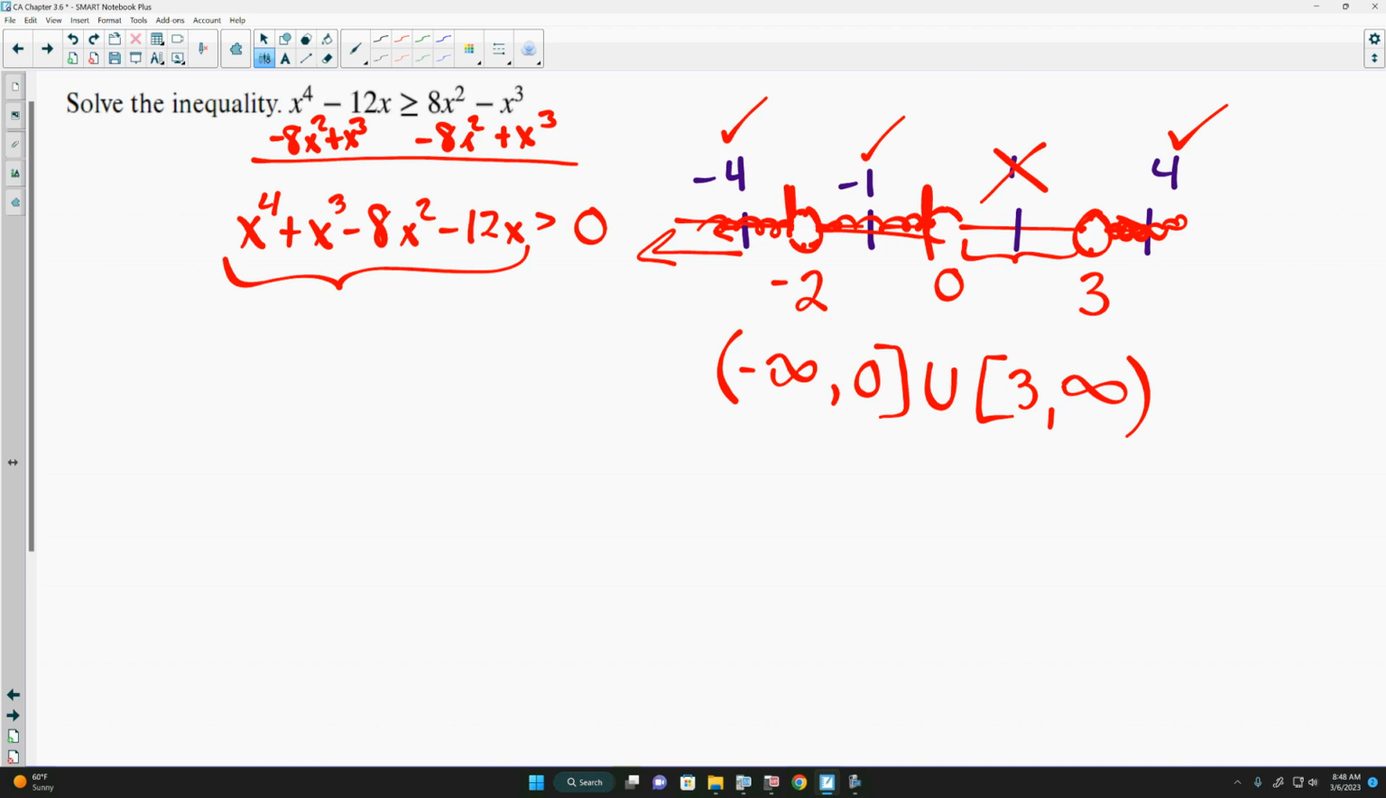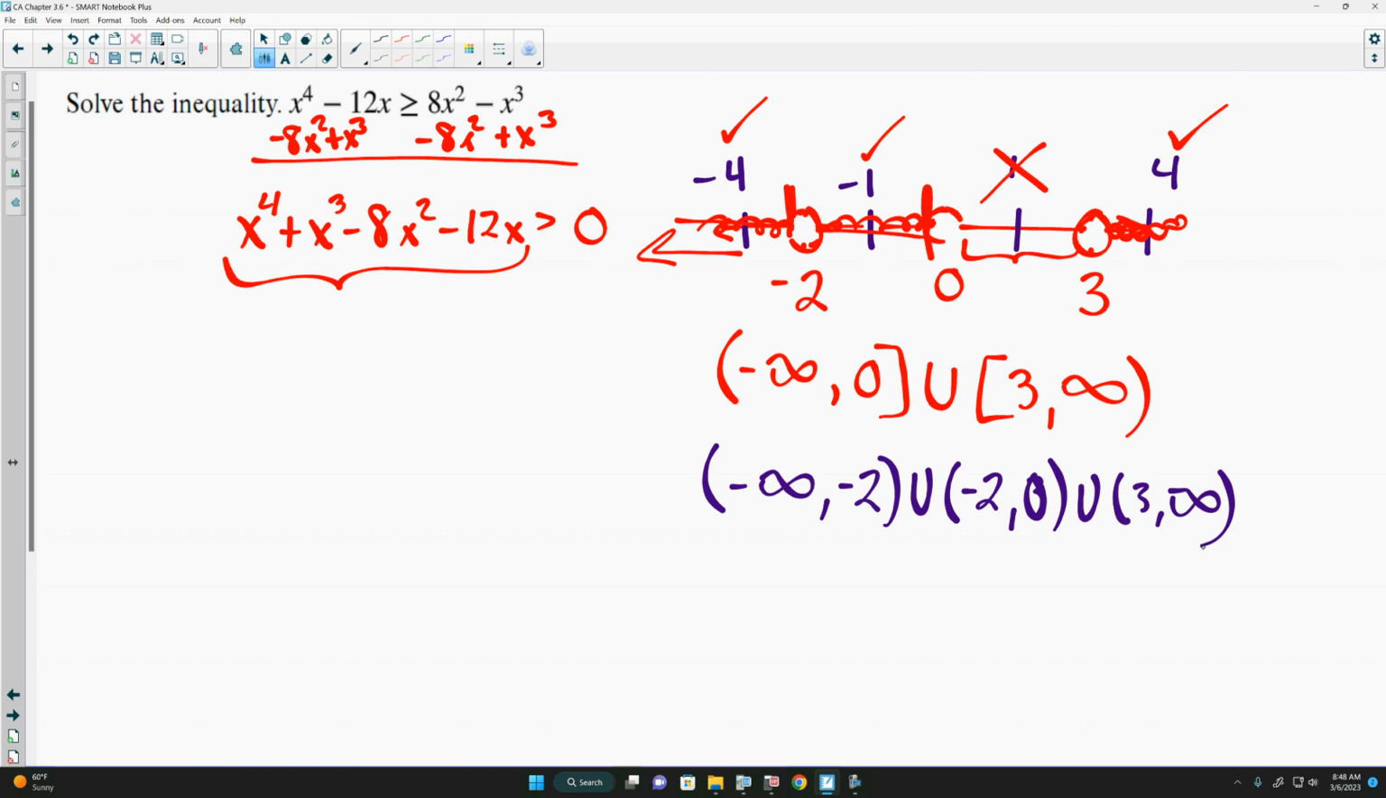The big thing that does change is our inequality, because here we'd have to say -infinity, comma, -2, parentheses, union, -2, comma, 0, union 3, comma, infinity. We'd have to set it up so that it doesn't include those specific points. But other than that, it's the same.